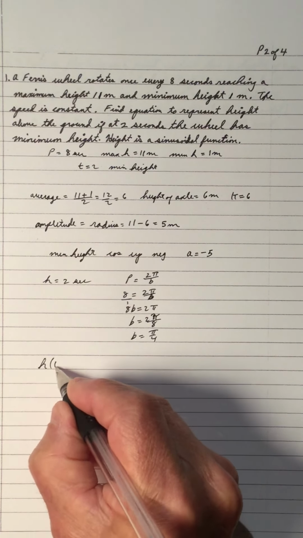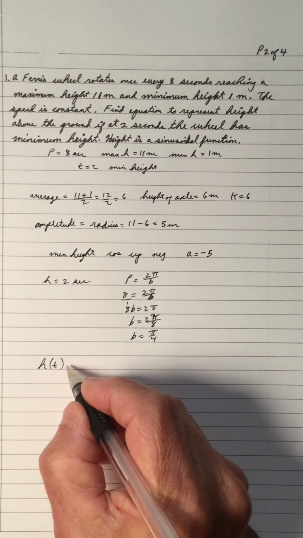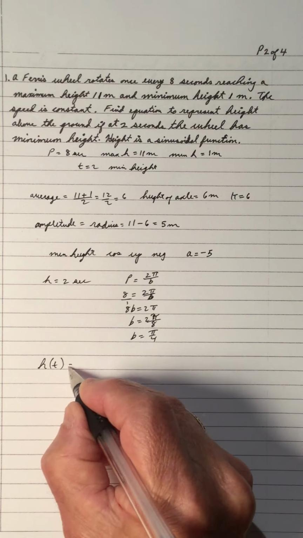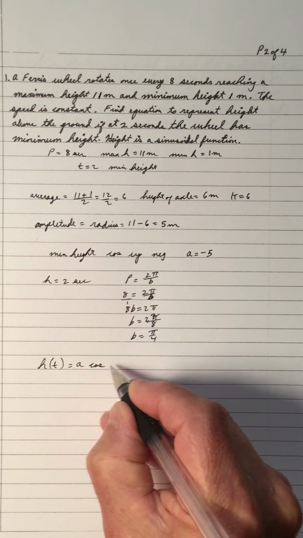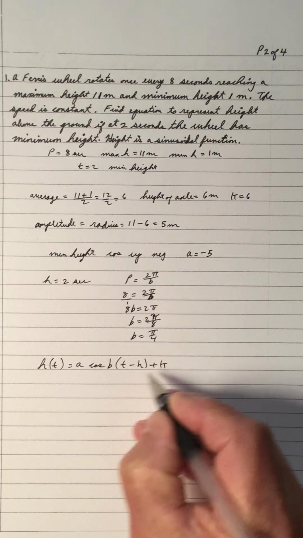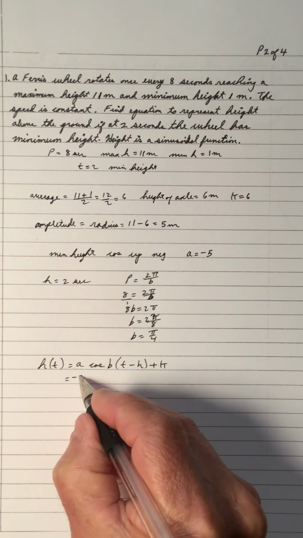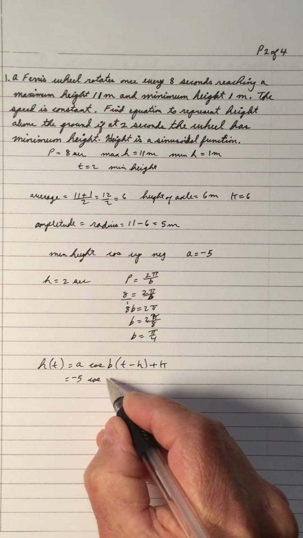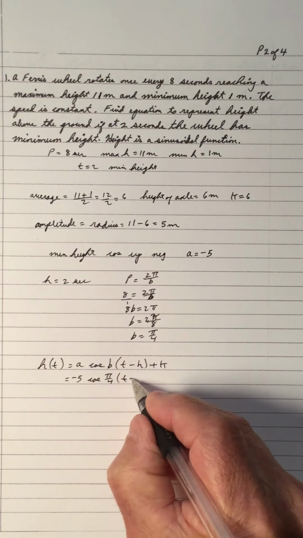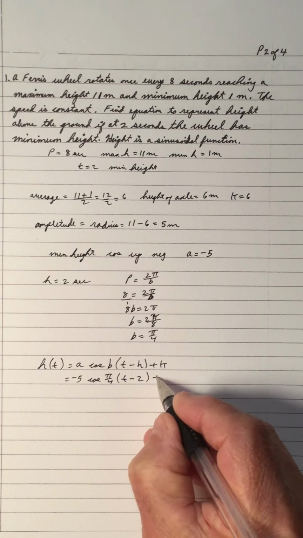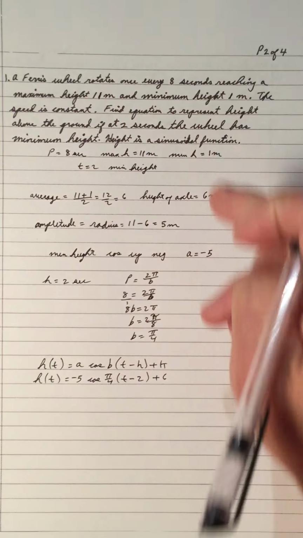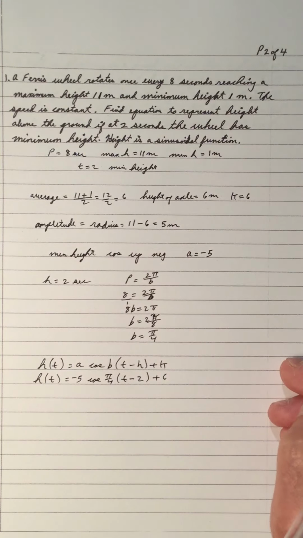So the H of T, if you want to do it in function notation, the height in terms of time is A cos, because it's from the minimum, B times T minus H, plus K. So A is negative 5, cos, B is pi over 4, H is 2, so minus is going to be the opposite, and K is 6. So that's the equation that represents the rotation of this wheel.